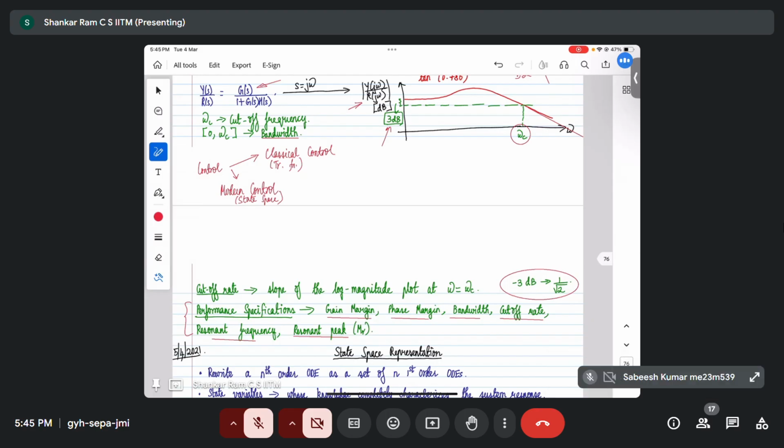In classical control, we have learned the framework of classical control. What is the closed loop control system? We have learned about PID control, right? We have learned about stability and performance criteria.